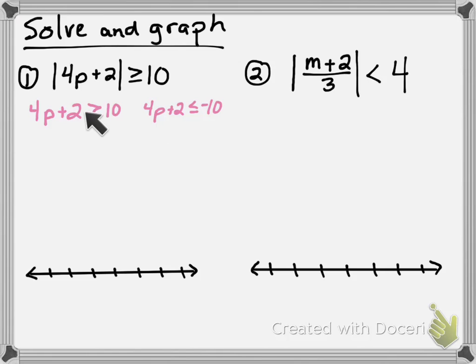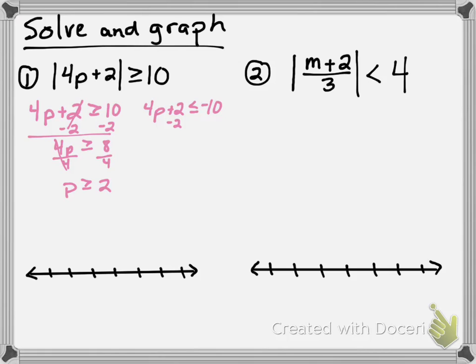Okay, see, I kept the signs the same over here, and I switched both signs over here, the inequality and the negative. Alright, so now I can solve them. Subtract 2 from both sides, I get 4p is greater than or equal to 8. I don't flip the sign because I didn't multiply or divide by a negative. And then I divide by 4, and I get p on the left and 2 on the right. I didn't flip the sign because I didn't multiply or divide by a negative.